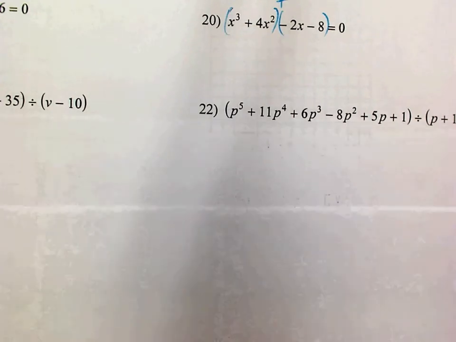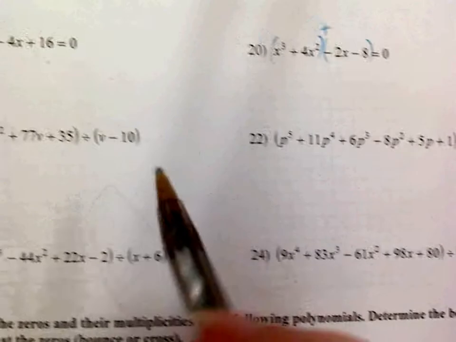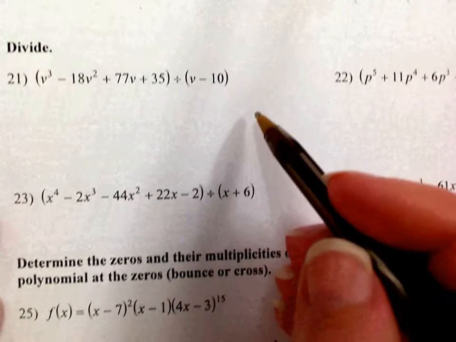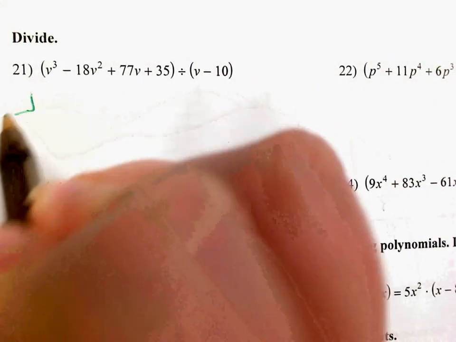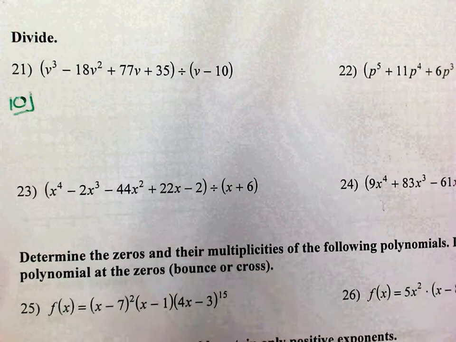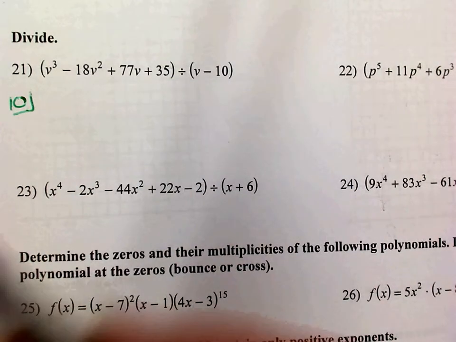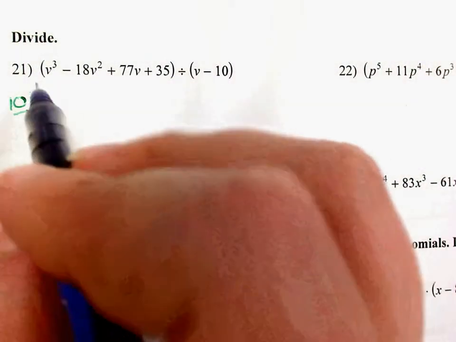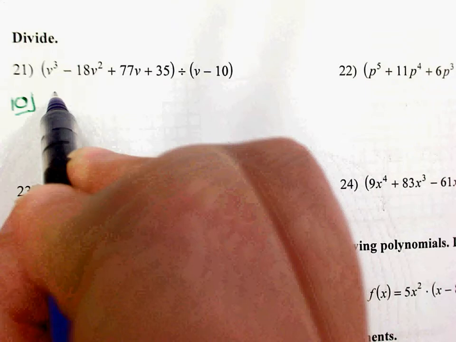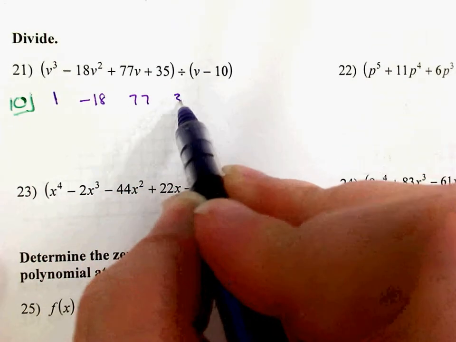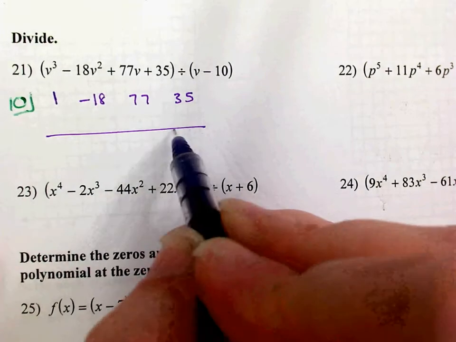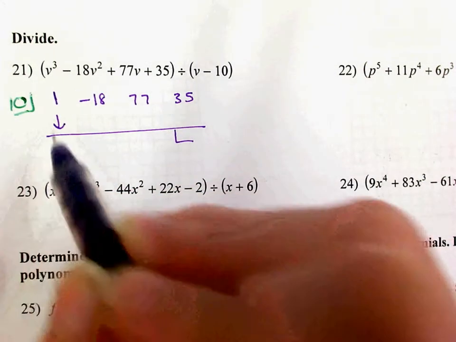Okay, what goes in the box? Positive 10. Whatever that is, do the opposite. Okay, what goes across the top? 1, negative 18, and, okay. Bring down the what? The 1, and then we what? Okay, 10 times 1 is? Put my answer there and add.